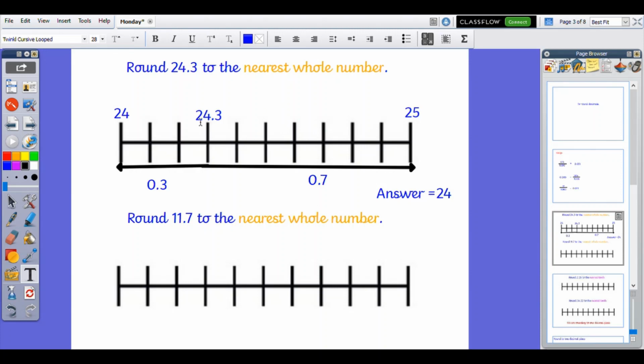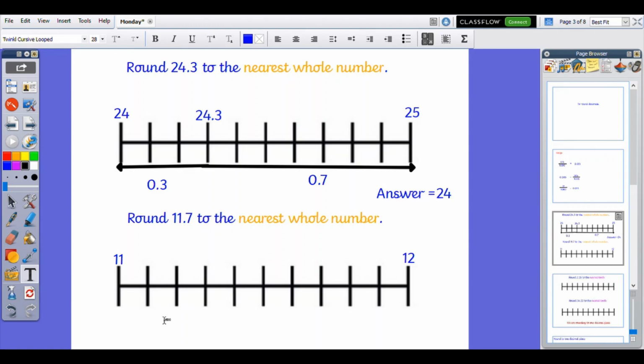So I'm going to do what I did before. So I started with finding my whole numbers. So my whole number would be 11 at this end. And the whole number after this number would be 12. Okay, in your books can you have a go at completing this one, and then we will go through it again together.